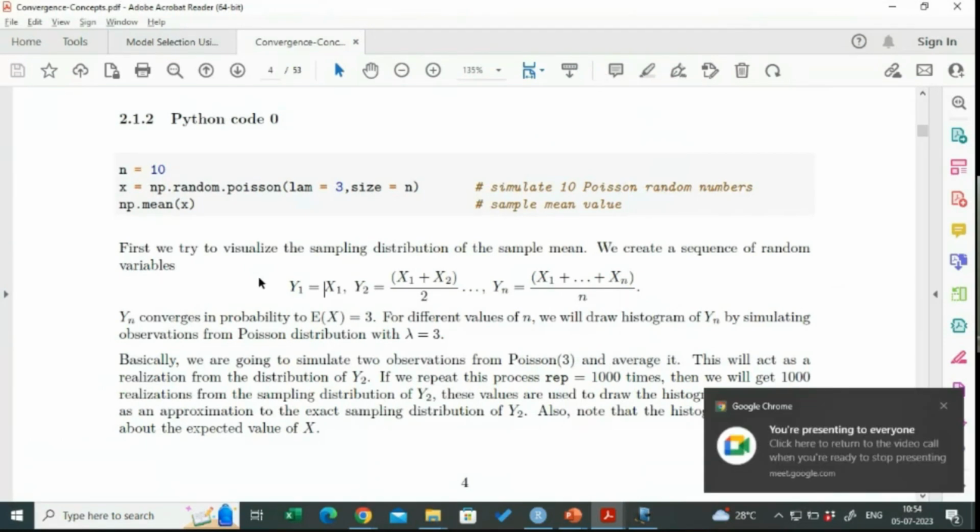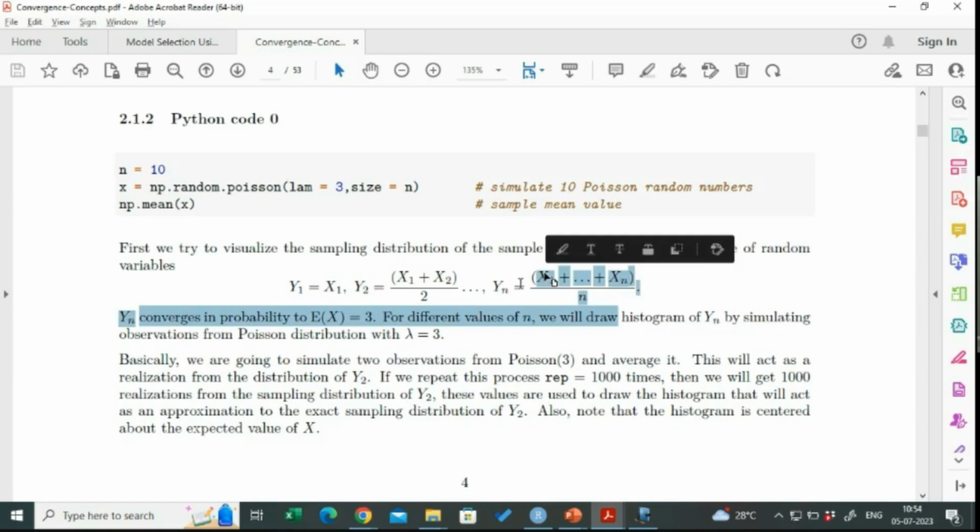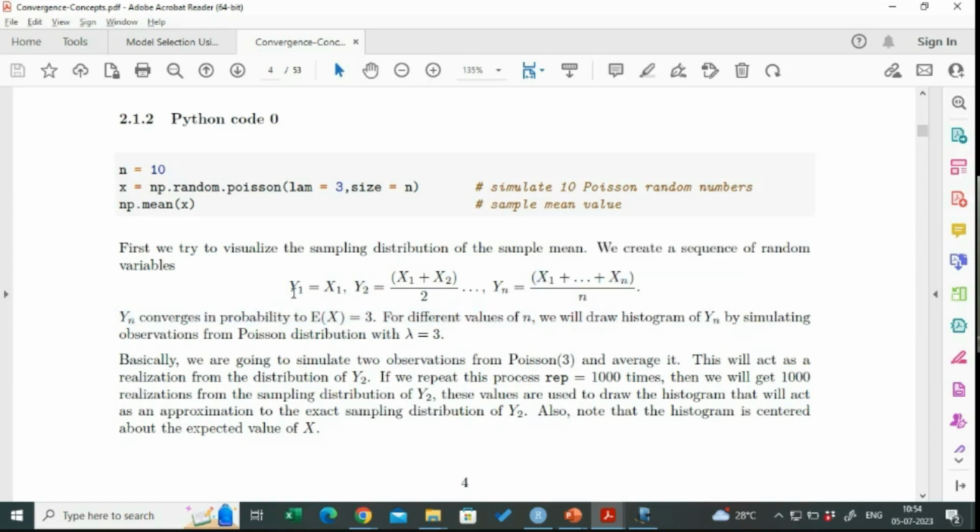So what we are saying to the students is that you select a random sample from a Poisson distribution using the software and store it in Y1. Now you randomly select two samples and store their average in Y2. Like this you continue. You randomly select n values from a Poisson and then take their average, store it in Yn. Now plot these Y1, Y2, Yn values. Let's see what is happening.